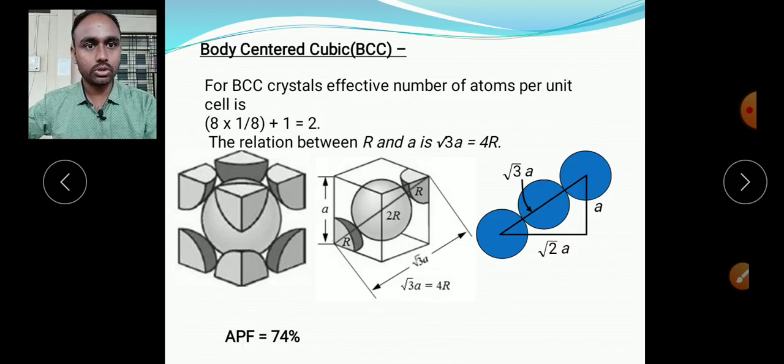Okay. Let us go to the diagram again. Next, we have to find the relation between a and r. What is a? The lattice parameter. What is r? r is the radius of our atom.